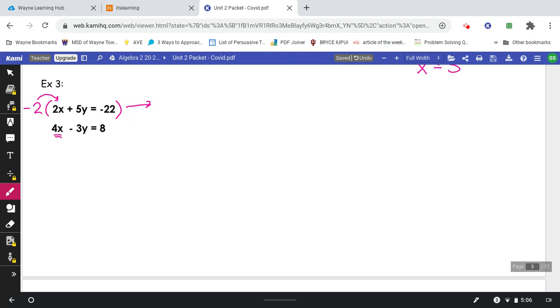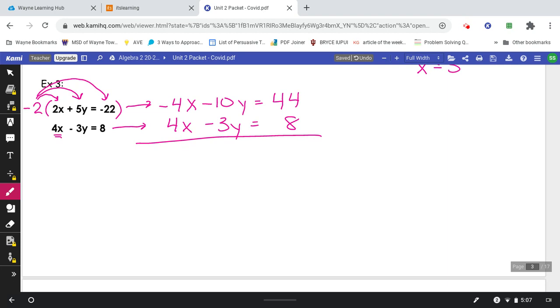All right, let's distribute. Negative 2 times 2x, negative 4x. Negative 2 times 5y, negative 10y. And then negative 2 times negative 22 gets me positive 44. For this bottom equation, I'm just going to copy it over. I'm not going to change anything at all. And notice now how you have the same number but opposite signs for the x's. That's what we were going for. So we cancel those out.